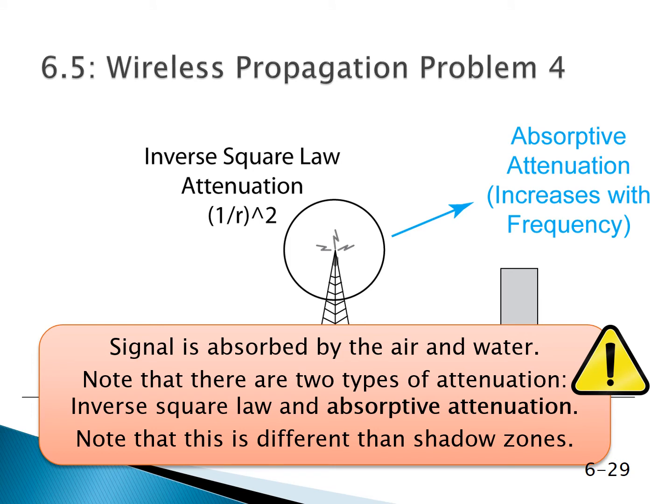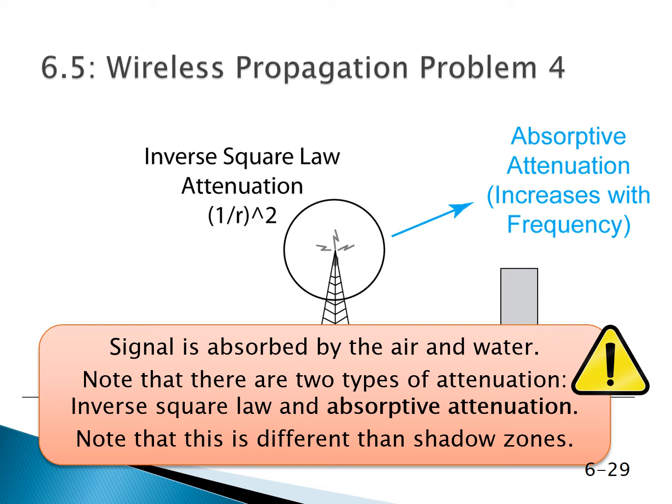This is the fourth problem of wireless propagation. It is what we call absorptive attenuation, which increases with frequency. That means the signal is absorbed by the air and water. When we talk about the inverse square law of attenuation, that is really about the distance, not about the air and water. Even if you send the signal in a vacuum, for example, it will still attenuate because it becomes weaker when it travels. But when you have air and water, it will also add to this effect, right?